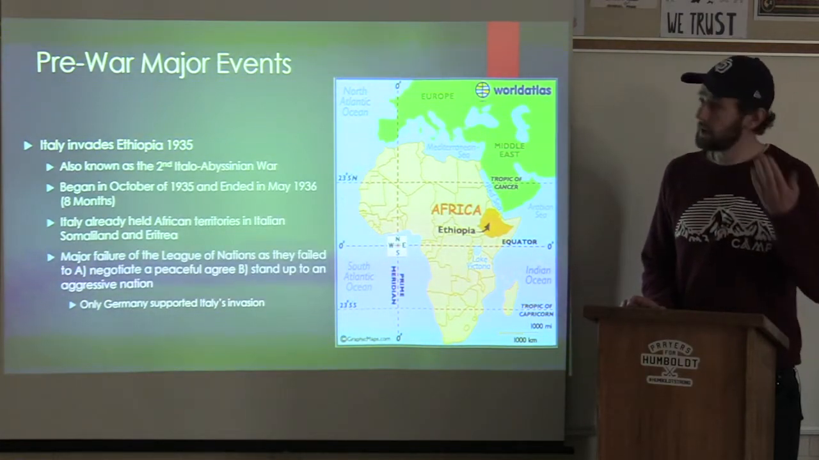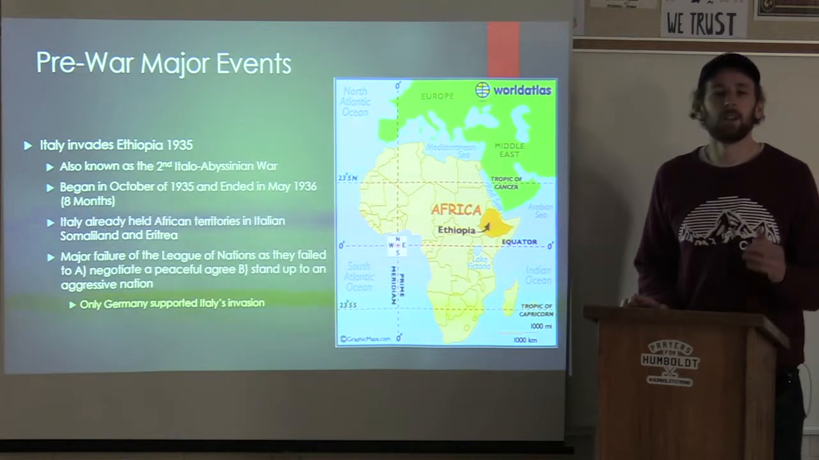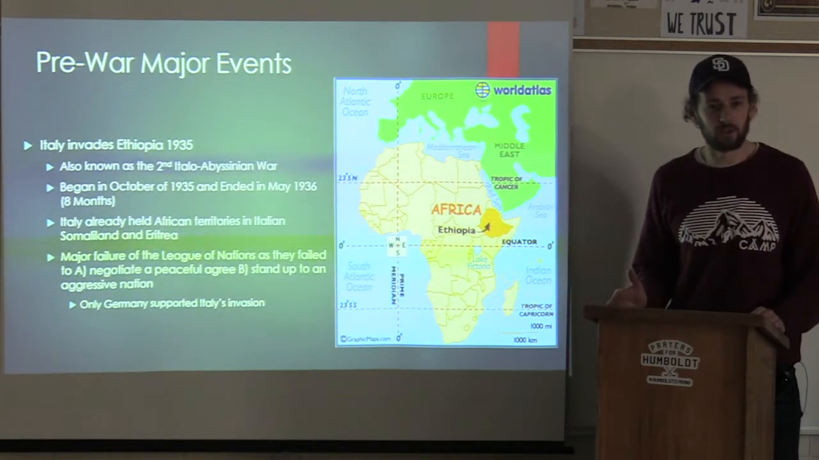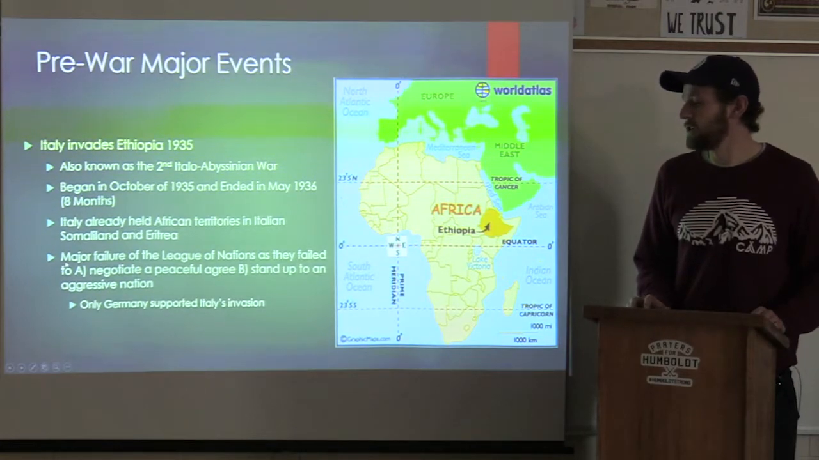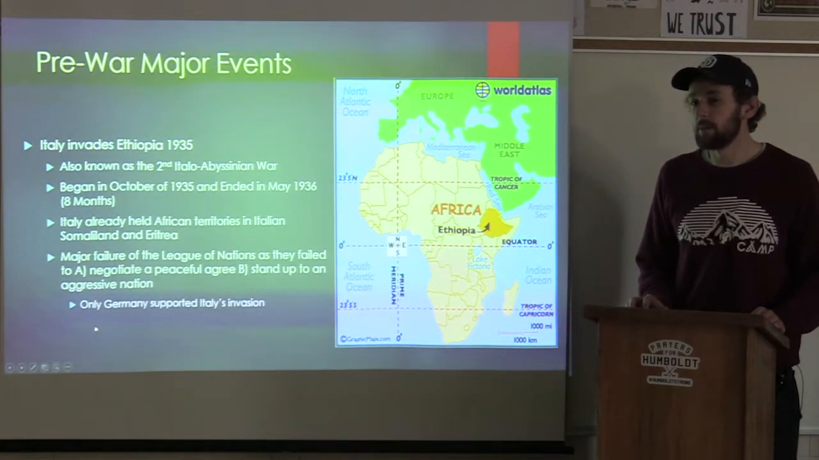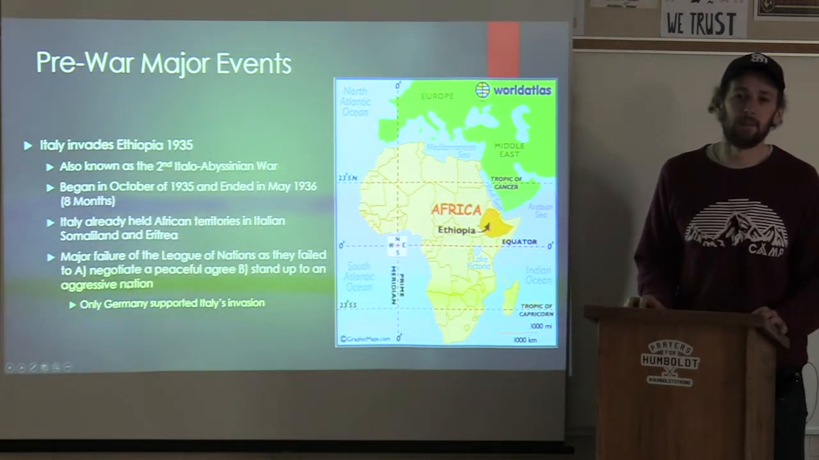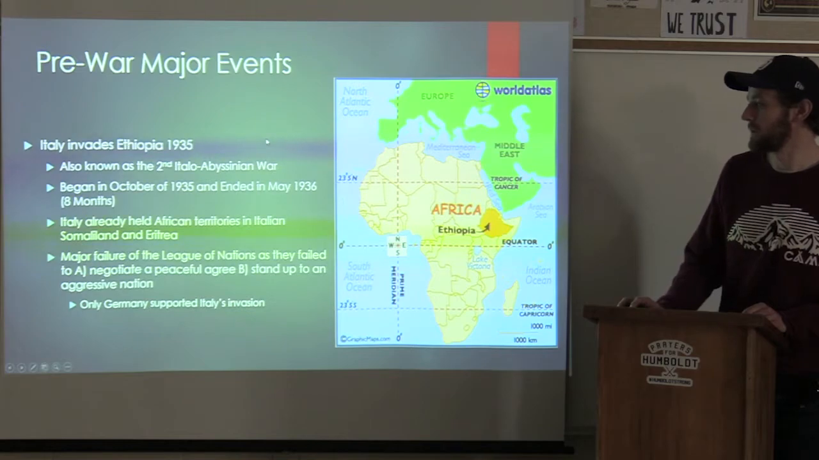This was a major failure of the League of Nations because part of their agreement was to stop future conflicts, and again, they just let this happen. In the League of Nations, the majority of countries, or almost everybody, did not support Italy's invasion of Ethiopia. Only Germany did. But again, nobody steps in to really do anything about it.